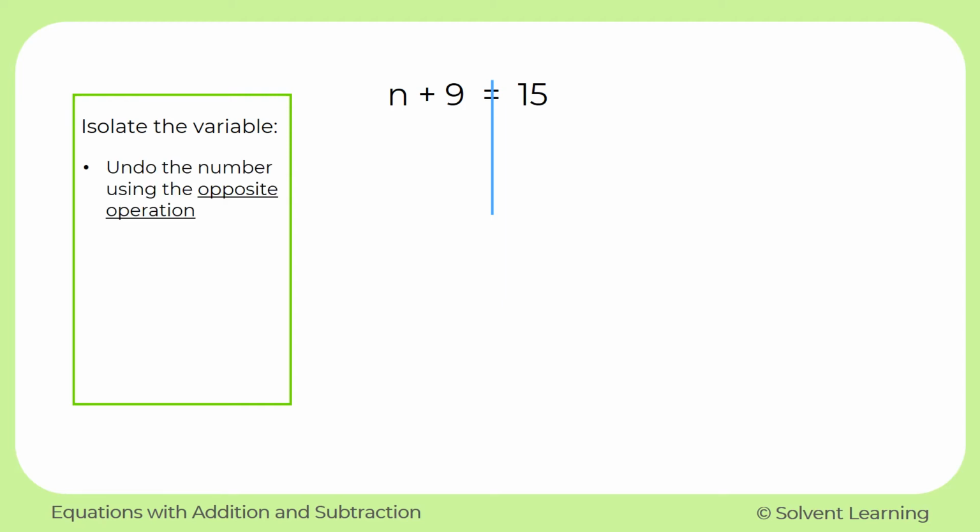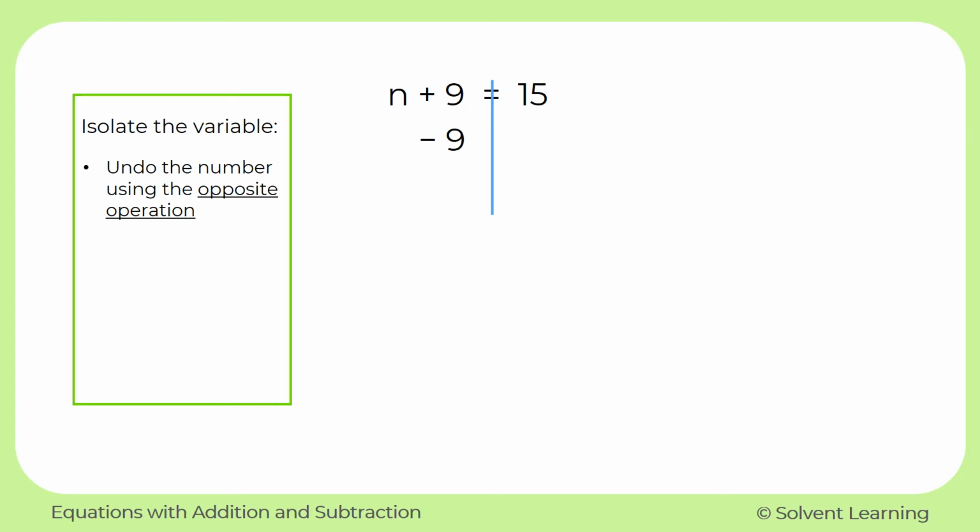Well, to undo that number 9, we use the opposite operation. Since 9 is being added, we have plus there, we have to do the opposite, which is subtract. So we're going to subtract 9.